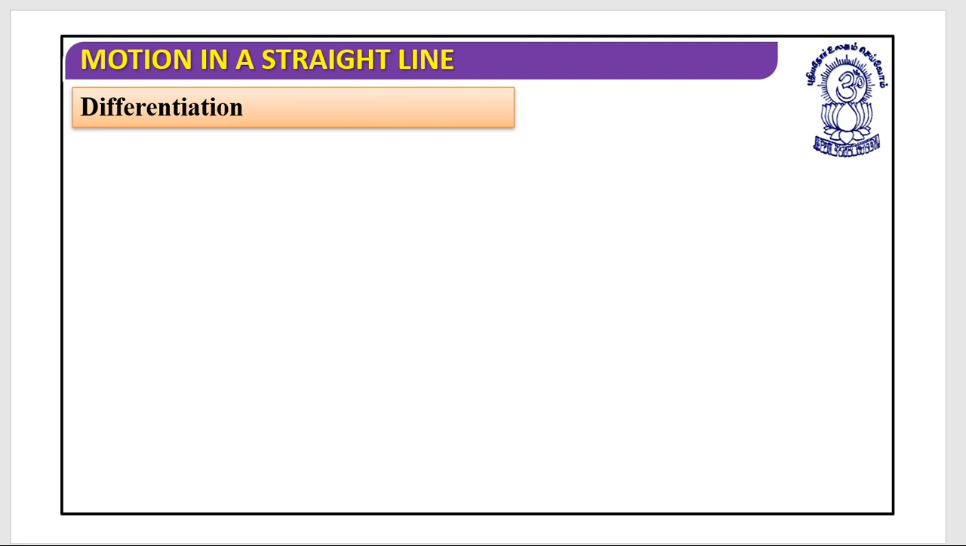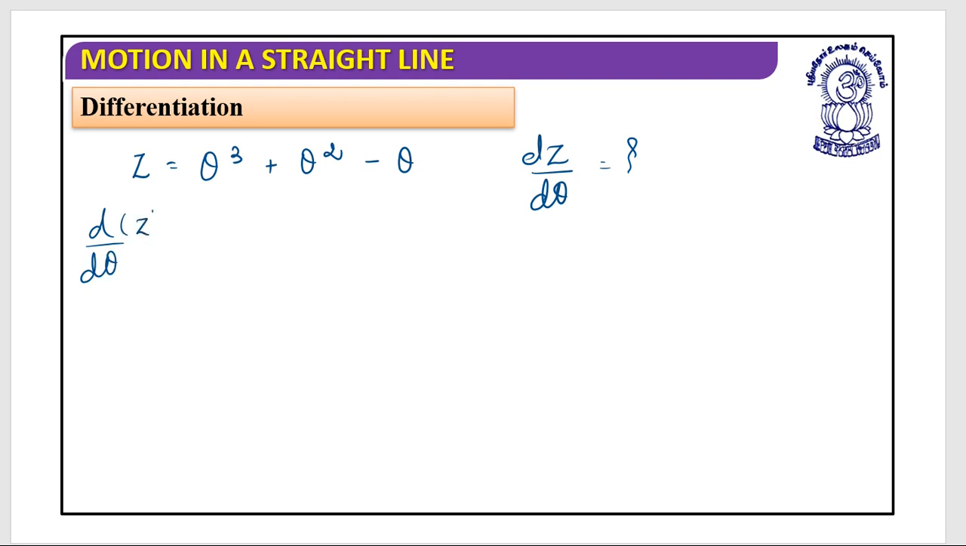Let's say they have given that z is equal to theta cube plus theta square minus theta to the power 1. And what you require is dz by d theta. It is differentiation of z with respect to theta. How can you do this? So this is d by d theta of z.